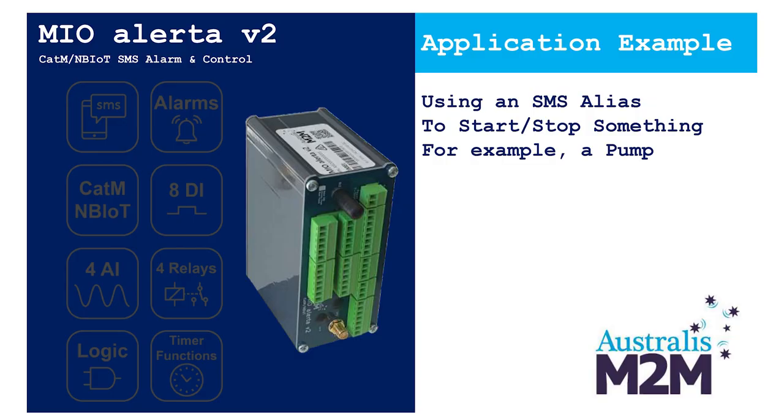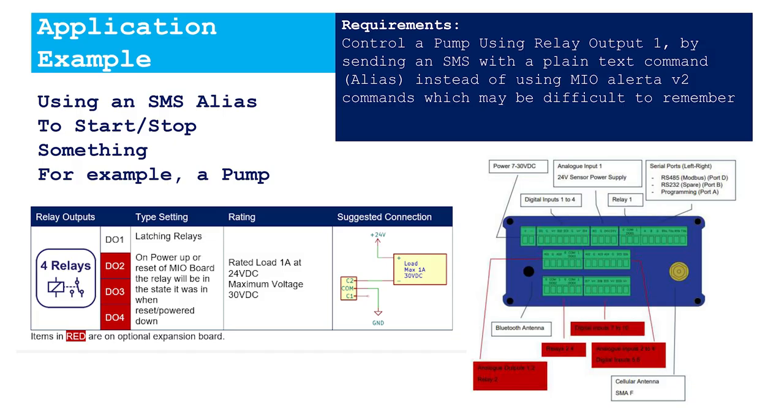In this video, we will present a simple example, sending an SMS alias command to start and stop a pumping system connected to Relay 1. To utilize Relay 1 to start and stop a pump, the pump start-stop circuit can be wired across either COM and 1 or COM and 0 of Relay 1. In this case, we will use COM and 1.